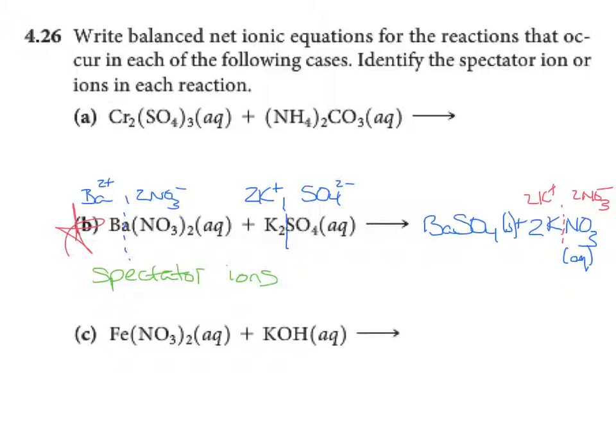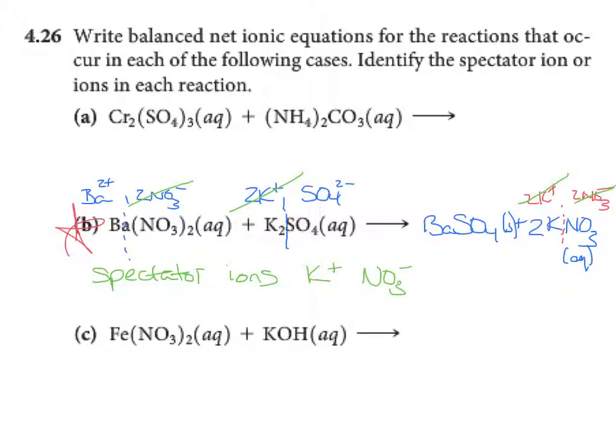So I can see that I started with potassium as an ion, and it was still an ion in the product because it was involved in an aqueous solution both times. It was still floating around. I can say the same thing about nitrate. So potassium and nitrate, those would be my spectator ions.